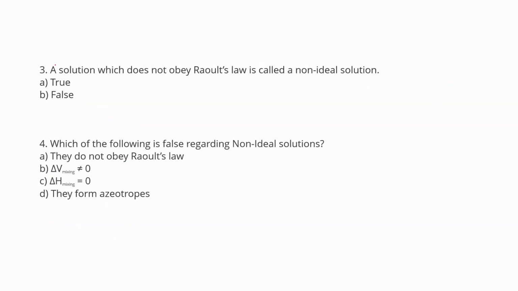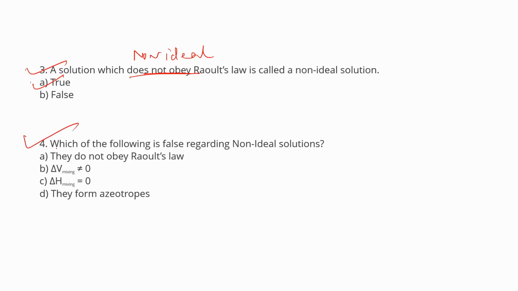Another MCQ is, a solution which does not obey Raoult's law is called a non-ideal solution. This is a correct option, because it is true. We know that the non-ideal solution does not obey Raoult's law. Okay, so this is a true option.